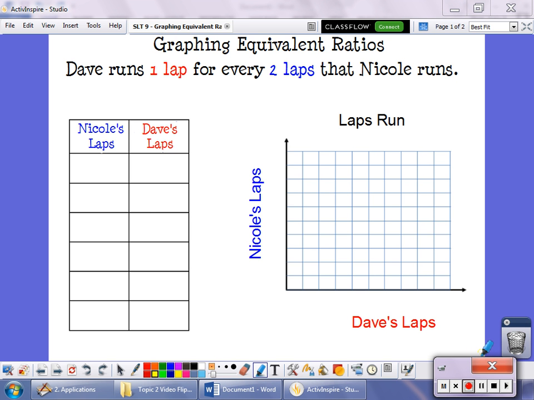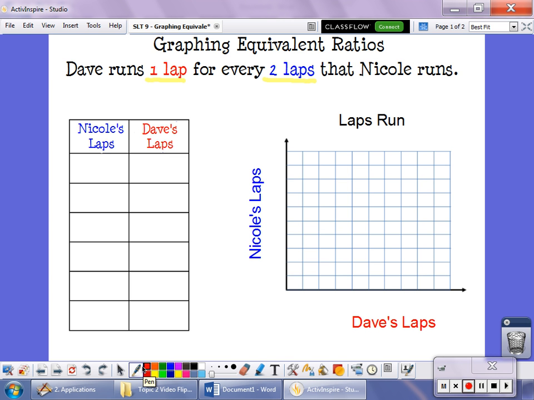We can use an equivalent ratio table to create a coordinate graph. Let's look at this situation. Dave runs 1 lap for every 2 laps that Nicole runs. If we were going to put this into a ratio table, the first thing we would need to do is figure out how many laps Nicole runs every time Dave runs a lap.